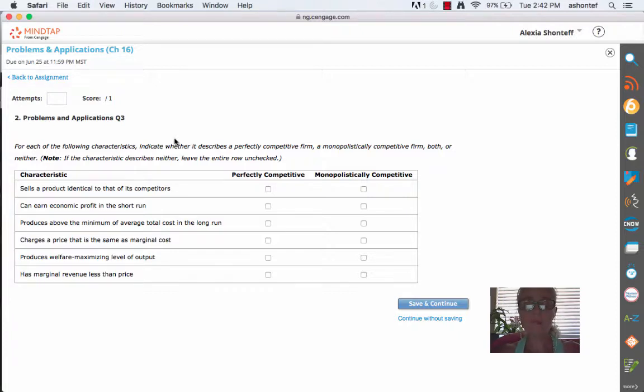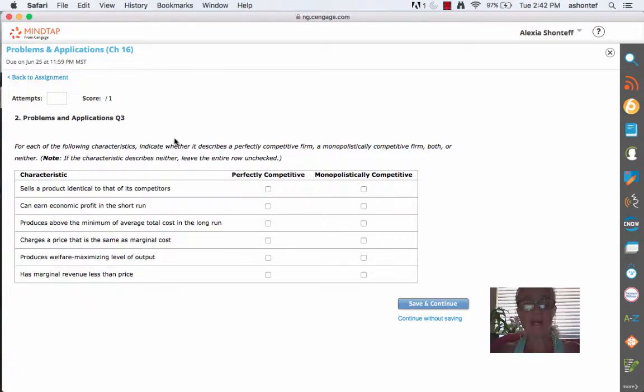So of the two market structures here, which one charges a price that's the same as the marginal cost? That's what it's asking. The next one, produces welfare maximizing level of output. Well, that's just saying which is the best or most efficient market structure from an economic perspective, and I think you'll know the answer to that one. And then the last one has marginal revenue less than price.